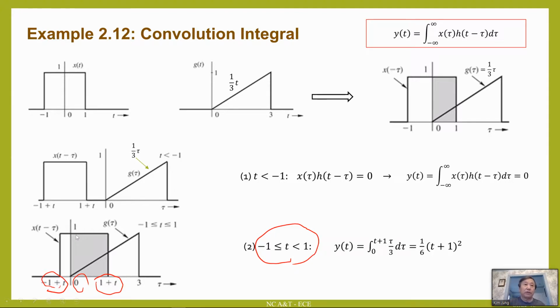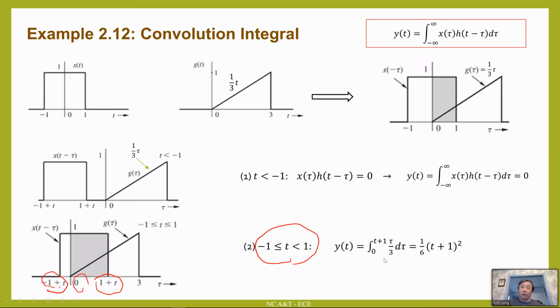So there's an overlap area between x of t minus tau and g of tau. x of t minus tau is 1, times this 1/3 tau. So we're going to take 1/3 tau, and the overlap area is from 0 to 1 plus t. So that result is this one here.